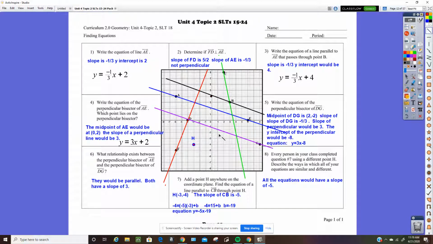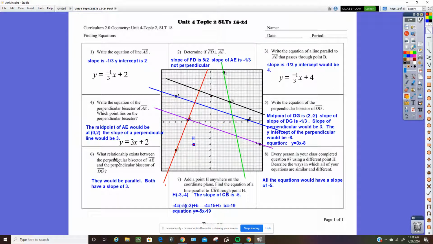So if the slope is 3, here I'm at negative 2, and if the slope is 3, then I go down 1, 2, 3 over 1, and then down 3 more, 1, 2, 3 over 1, and I get to negative 8. So that's how I got this y-intercept, and the slope is just the negative reciprocal there. So y equals 3x minus 8.